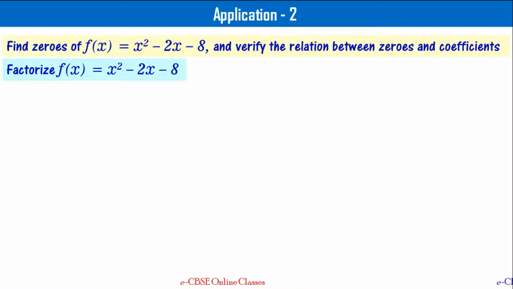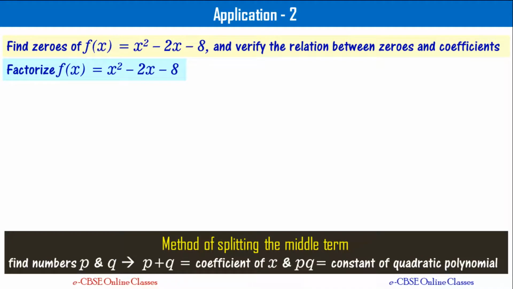Let's factorize f(x) = x² - 2x - 8 using the method called splitting the middle term. As per that, we have to find two numbers, p and q, such that p + q becomes the coefficient of x and pq becomes the constant of the quadratic polynomial. In our case, -8 is the constant.